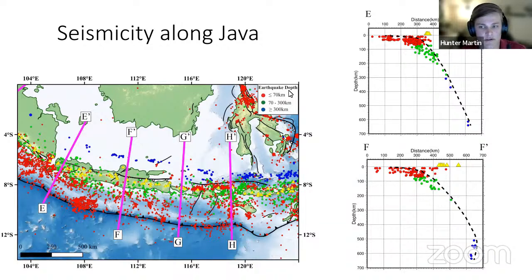Cross-section F to F prime records a Benioff zone with a similar pattern to E prime. Seismicity again extends to 660 kilometers, this time with a zone of aseismic activity between 250 to 500 kilometers. Events reach a maximum depth of about 660 kilometers. And below 500 kilometers, there actually appears to be a pretty substantial increase in deep events.